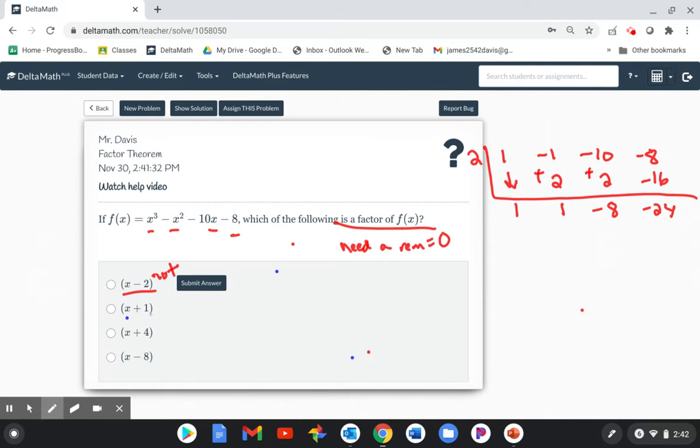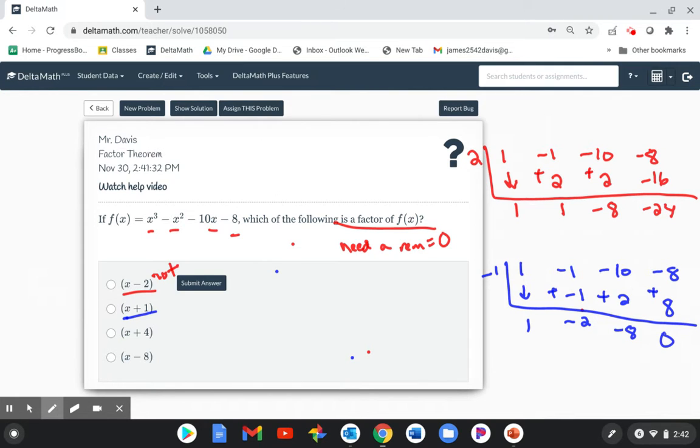X plus 1. Keep the box: 1, -1, -10, -8. This time on the outside, we're going to put a -1, because it was a positive 1. Bring the 1 down. -1 times 1 is -1. Add those, we get -2. We get positive 2. Add those, we get -8. Multiply those, we get positive 8. Add them, and we do get 0.